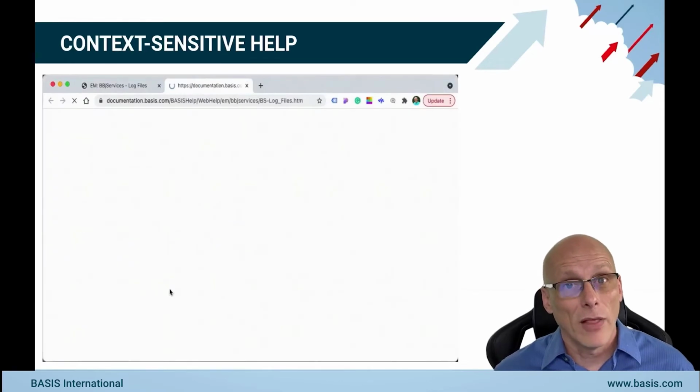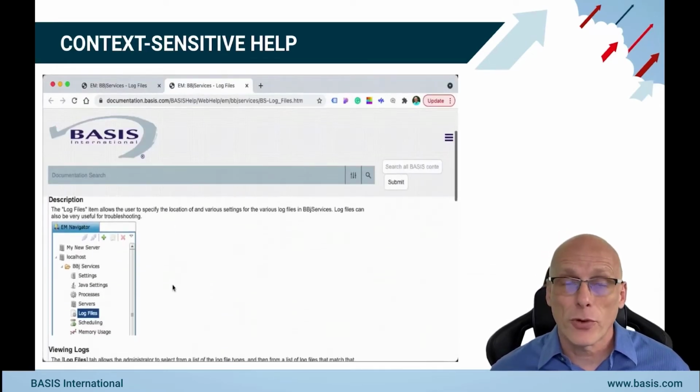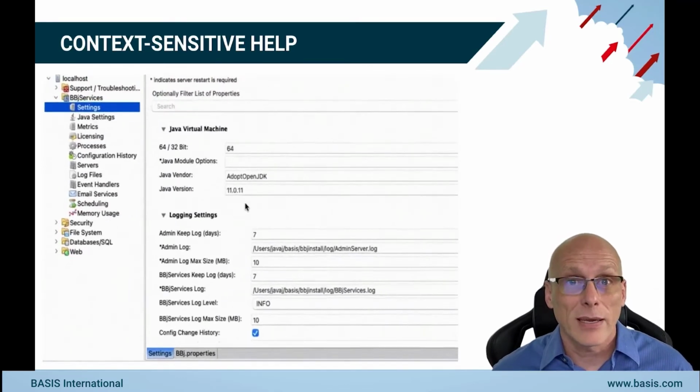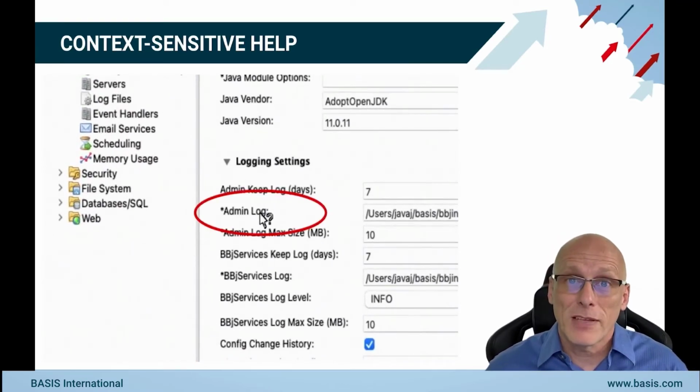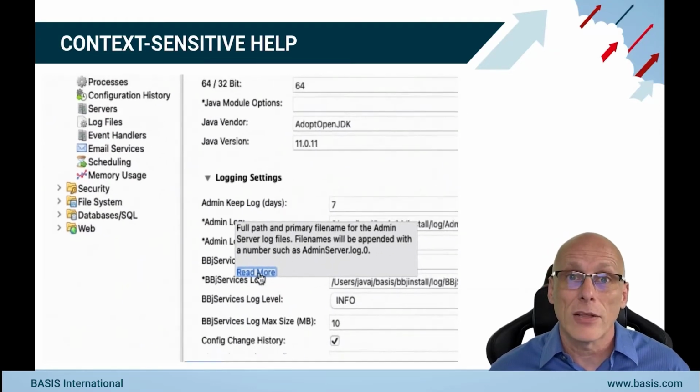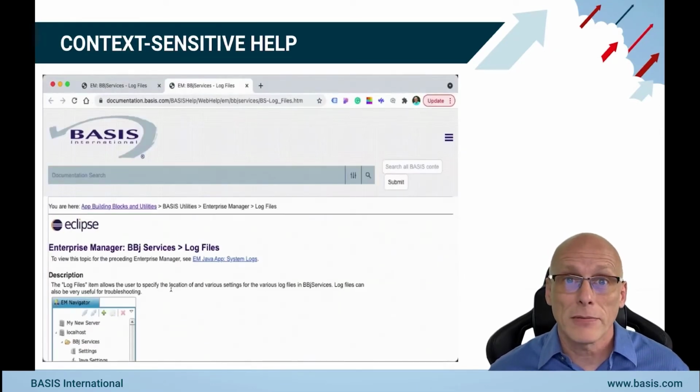When you click on that, then it pops up a short description describing that particular property, with a read more link that will open it to the specific page in the BASIS documentation to give you all of the full details on that particular property.